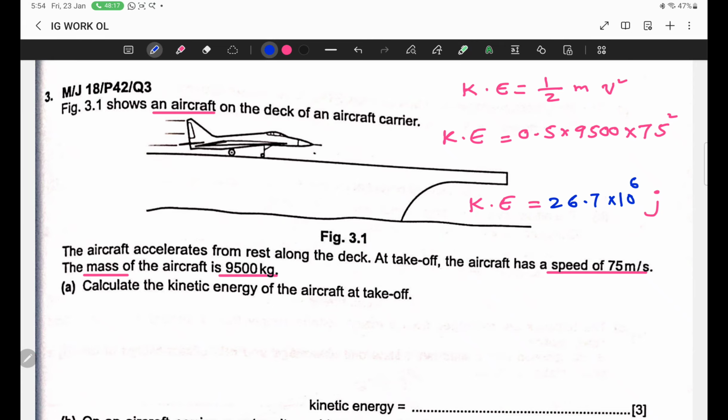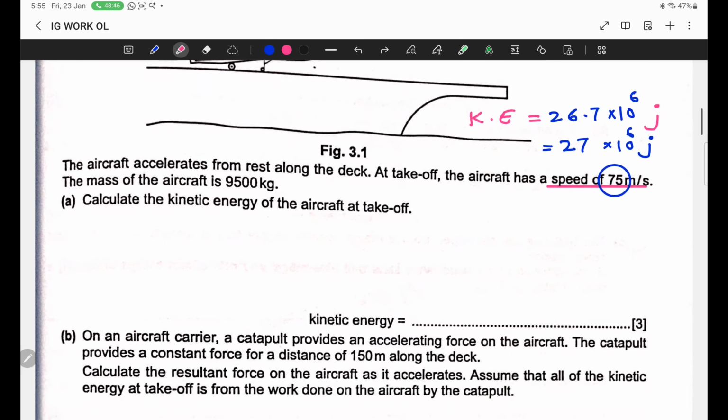26.7 exponent 6, and all the given numbers are in 2 SF. So I should convert into a 2 SF answer. So the answer should be 27 exponent 6 joule. So in this question, we used the equation of kinetic energy, and the equation of kinetic energy is half m v square.